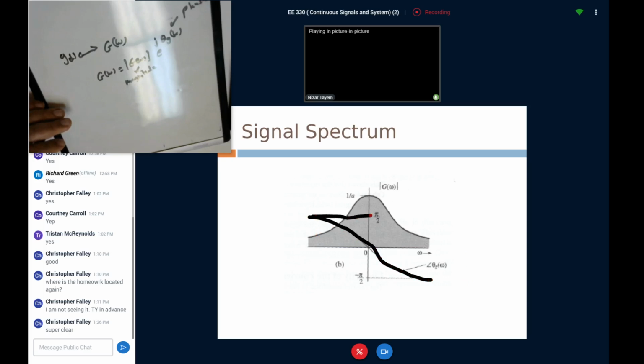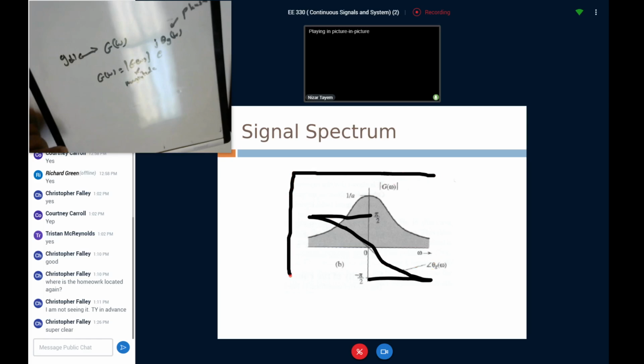And at this point, the phase is changing from pi over 2 to minus pi over 2. So this is the phase. Again, the phase here is not linear. It's a nonlinear phase in this case. Okay. And again, you're going to see a symmetry here, right? So that means this is an even function. So the magnitude is an even function, and the phase here is an odd function. If you have MATLAB, try to plot this one using MATLAB.